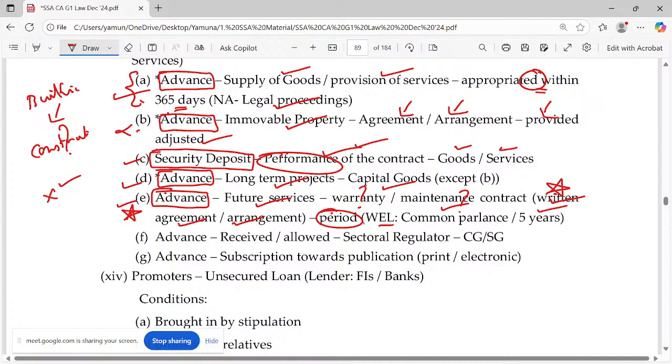Some will be 2 years, 3 years. If not mentioned now, in common parlance, what is considered is usually 5 years. Whichever is lesser, you have to consider.